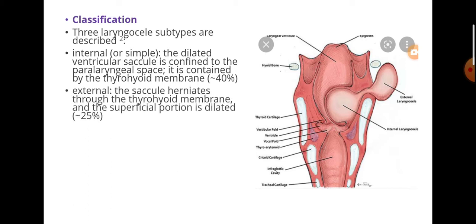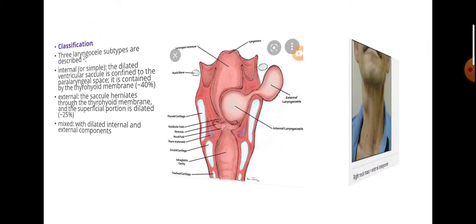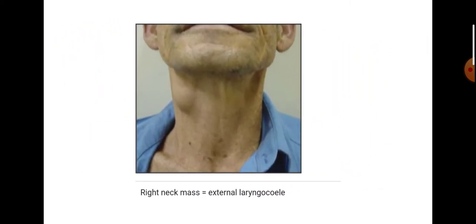External, the saccule herniates through the thyrohyoid membrane and the superficial portion is dilated. And there can be this is a mixed laryngocele. Both the internal and the external components are present. Now, that is a neck mass and this is an external laryngocele. And when we compress, you might get a hissing sound that is called the Bryce sign.